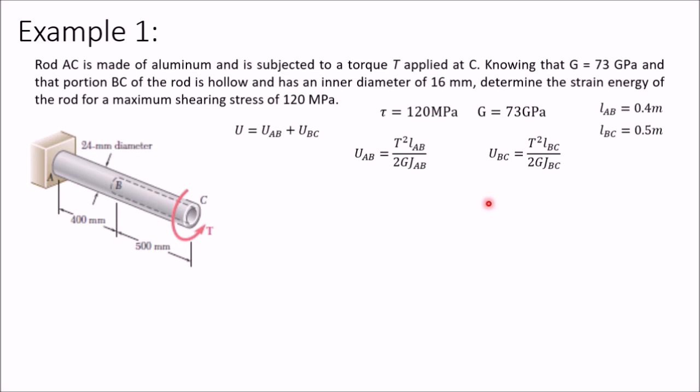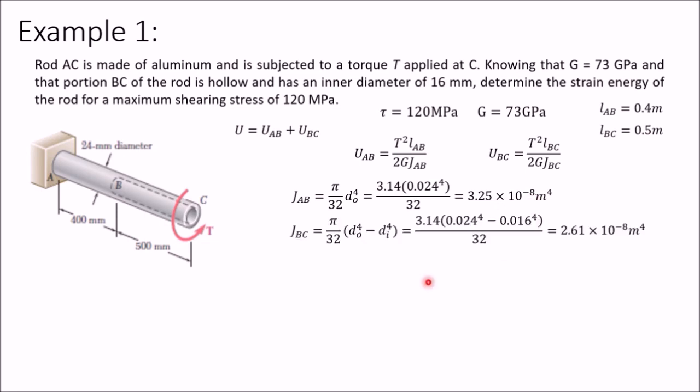Now you can calculate polar moment of inertia for AB solid part, pi by 32 d raised to 4. So I am writing DO, outer diameter raised to 4. Outer diameter is 24 mm, so I have converted that into meters, 0.024 meter raised to 4. Pi is 3.14 divided by 32. You will get 3.25 into 10 raised to minus 8 meter raised to 4.